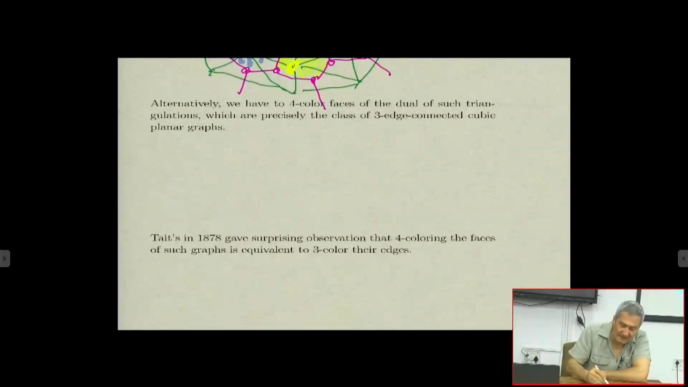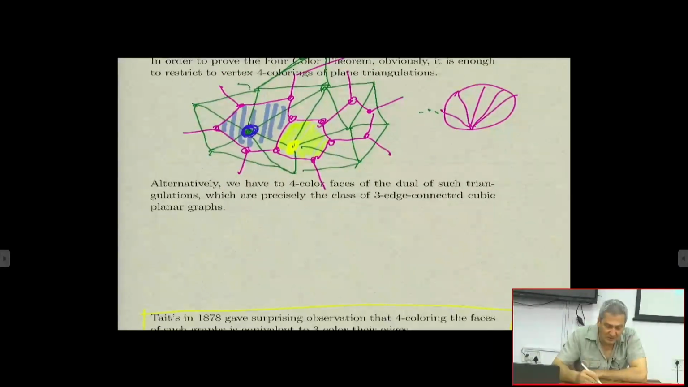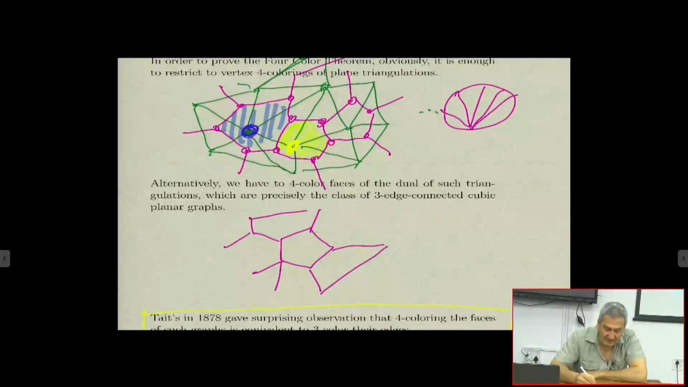Now, Tait made a very interesting observation before coloring the faces of such a graph, of the dual, the cubic graph. So we switch now to cubic graphs. Our graph will be cubic and will look like this. Maybe some face here, maybe some face here. So we color such a graph.